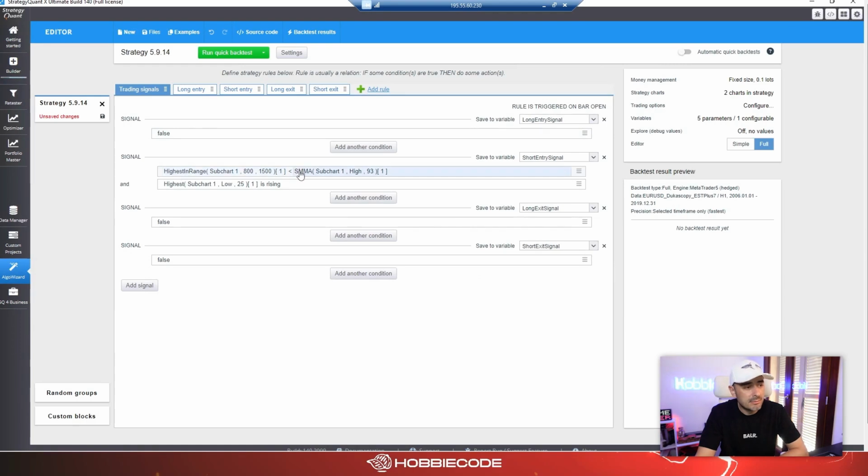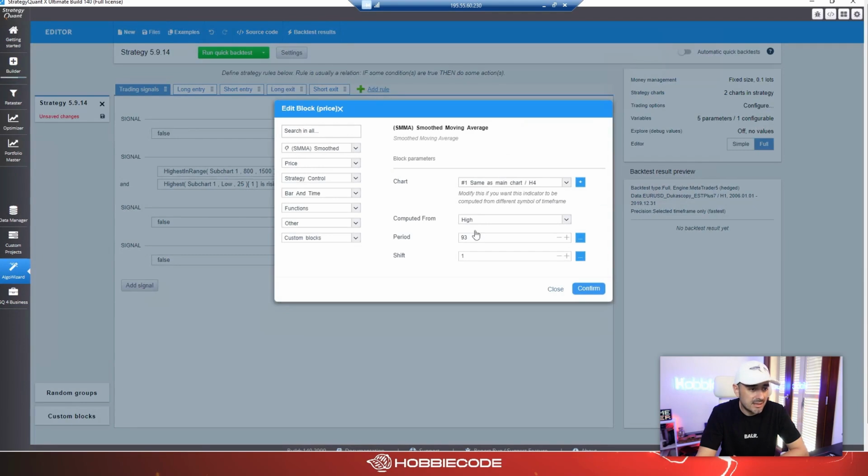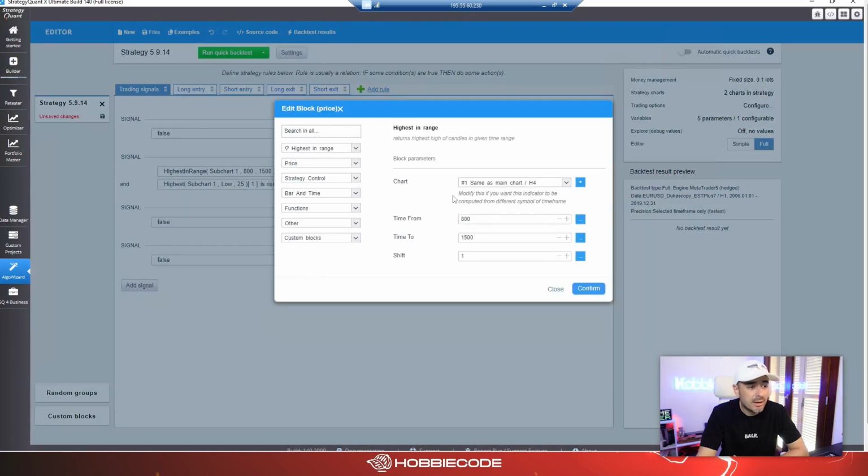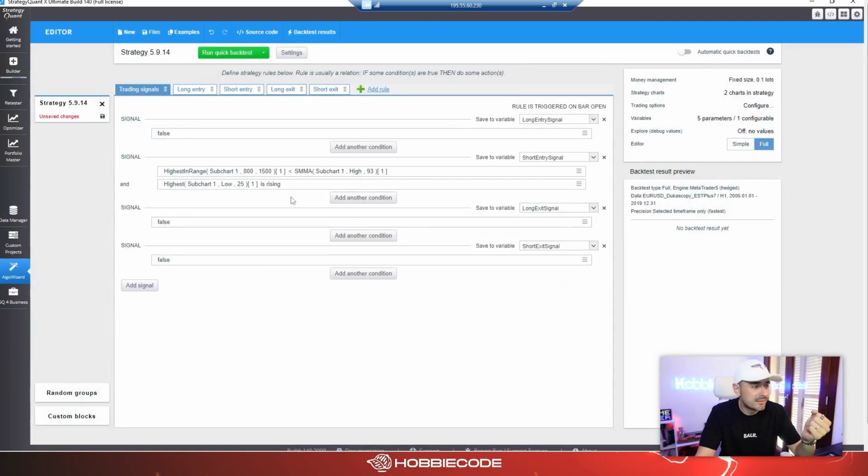Observe closely. What it does is that essentially the 93 period moving average on a 4-hour chart has to be above the maximum of 8 in the morning, essentially. At 5 in the afternoon, this is a rule. And the second rule is that the maximum of the 25 periods must be rising. That the maximum of 25 periods is rising.